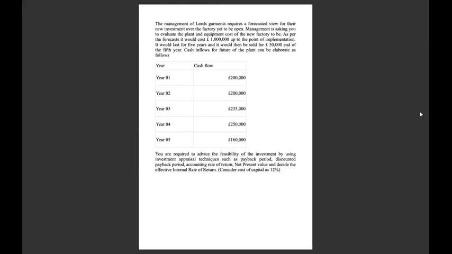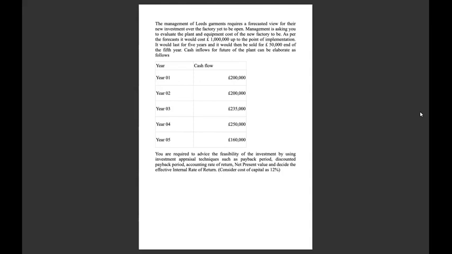Investment appraisal techniques and calculations. The following question will be used to do the required calculations under investment appraisal techniques. The management of Leeds Garments requires a forecasted NPV for their new investment, the factory yet to be opened.